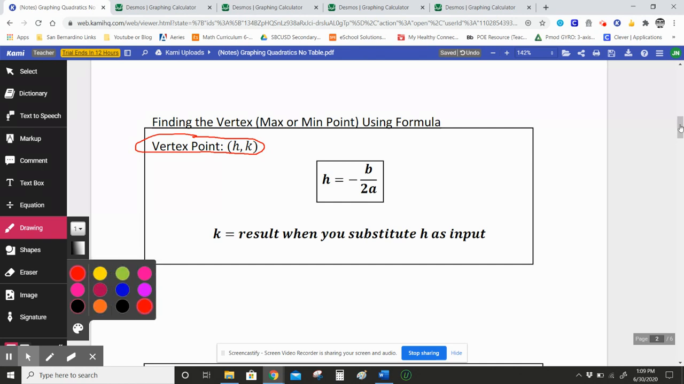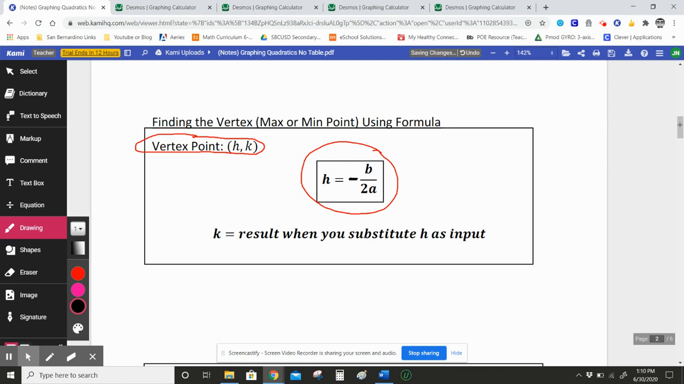So how do we find the h and the k? Really simple. All we have to do is plug it into this equation to find the h. h is equal to opposite b over 2a. Don't forget there is a negative sign in front of that fraction. So it's opposite b divided by 2 times a.